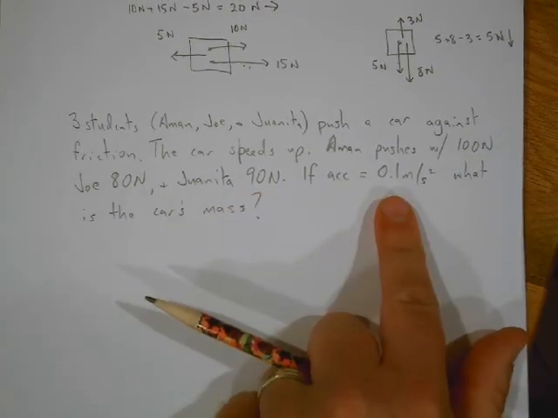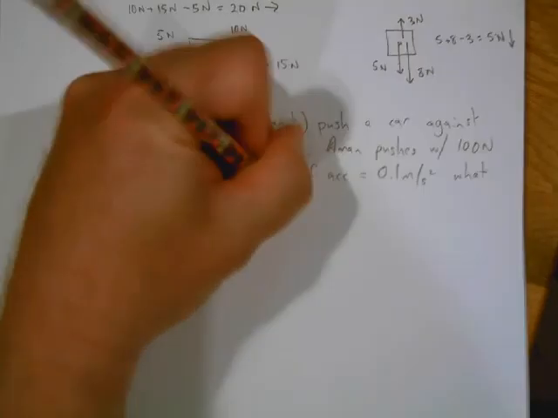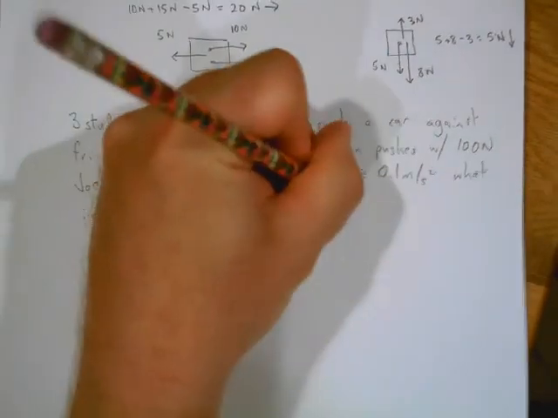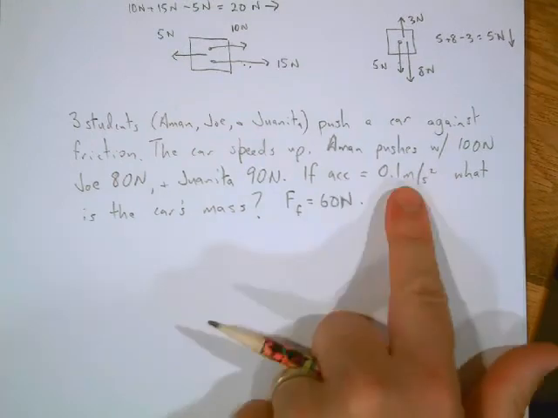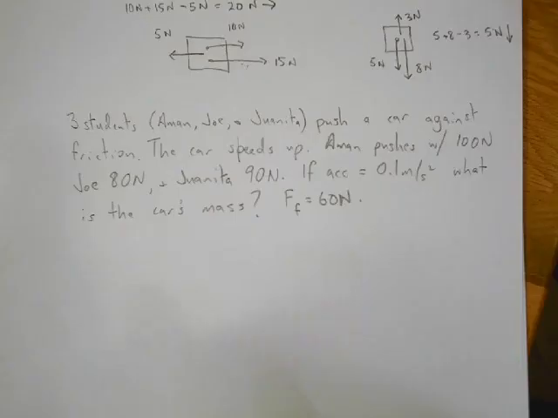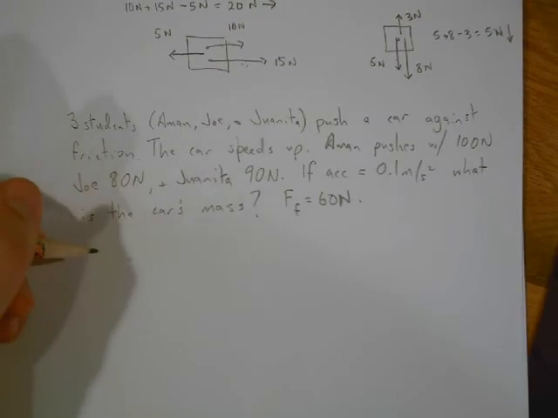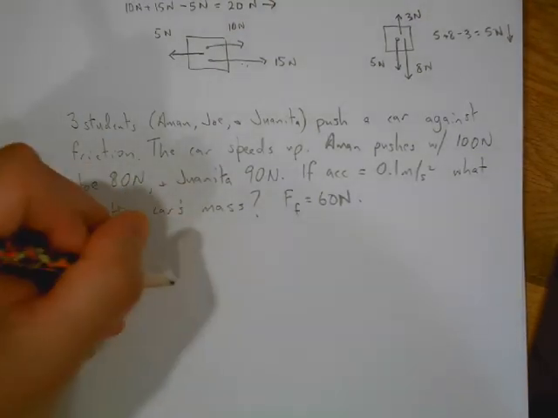I should tell you what friction is acting: the force of friction is going to be 60 newtons. So F equals 60 newtons. If the car accelerates at this rate, what is the car's mass? First, you are going to draw your force diagram for the car.